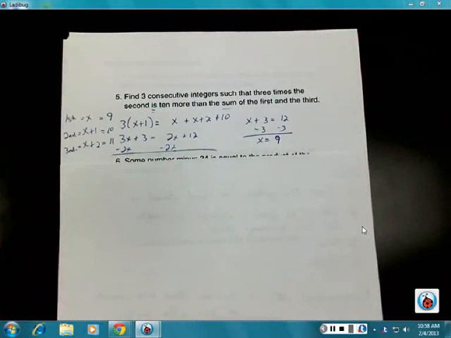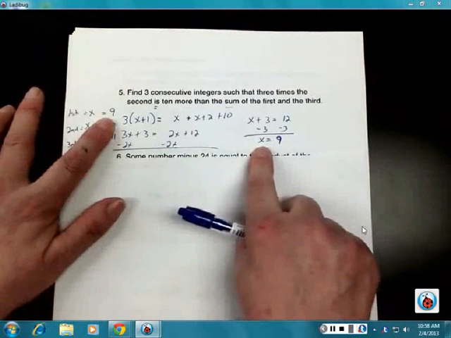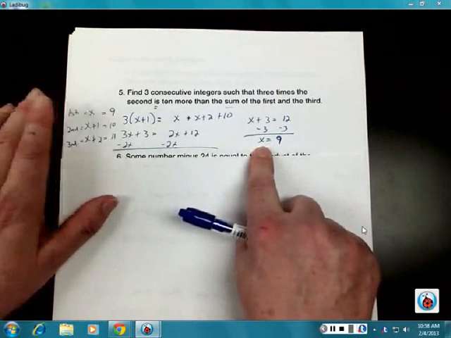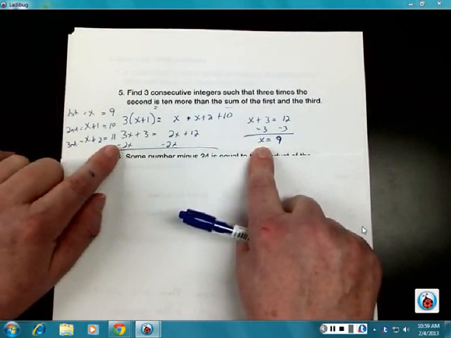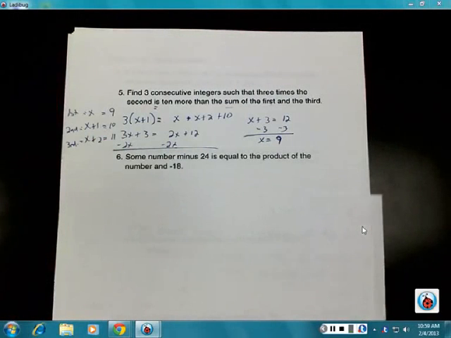Oh, wait, hold on. I got x equal to 9. X equals 9. That's the first number. First number is x. My second number is 9 plus 1, or 10. The third number is 9 plus 2, or 11. So that's my 3 numbers. All right, gotcha. Okay.